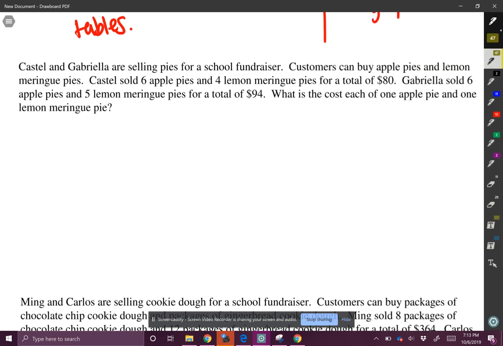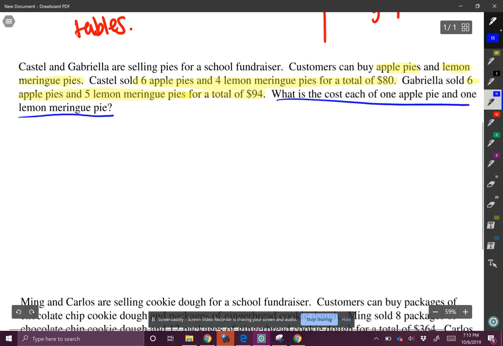It says that Castell and Gabriella are selling pies for a school fundraiser, and customers can buy apple pies and lemon pies. So there's our variables right there. Castell sold 6 apple pies and 4 lemon pies for a total of $80. Gabriella sold 6 apple pies and 5 lemon meringue pies for $94. What is the cost of 1 apple pie and 1 lemon meringue pie? So notice again, our variables are coming right from that question. An apple pie, a lemon meringue pie.